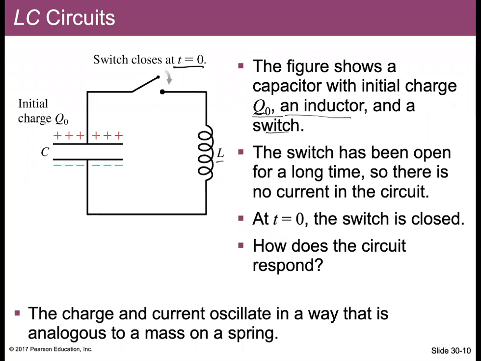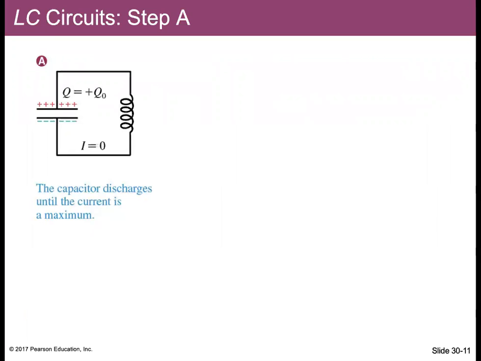What we find out is that the charge and the current will oscillate in a way that is analogous to a mass on a spring. We're going to look at that in a little bit more detail. So let's start with the very first step, right at t = 0. This is step A, right at t = 0.